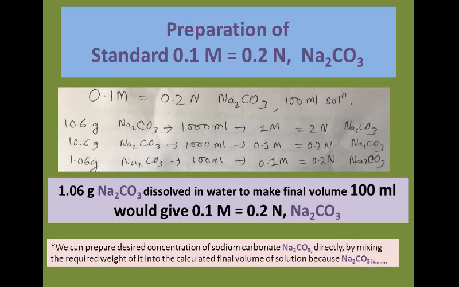Now the next step is the preparation of standard sodium carbonate solution. We know that it is a primary standard substance, so we can prepare standard solution of sodium carbonate directly by mixing the required weight of sodium carbonate to the calculated volume of water. So from the calculation here we can see that if we add 1.06 gram of sodium carbonate to 100 ml of water, then we can prepare 0.1 molar sodium carbonate, which is also equal to 0.2 normal sodium carbonate solution.